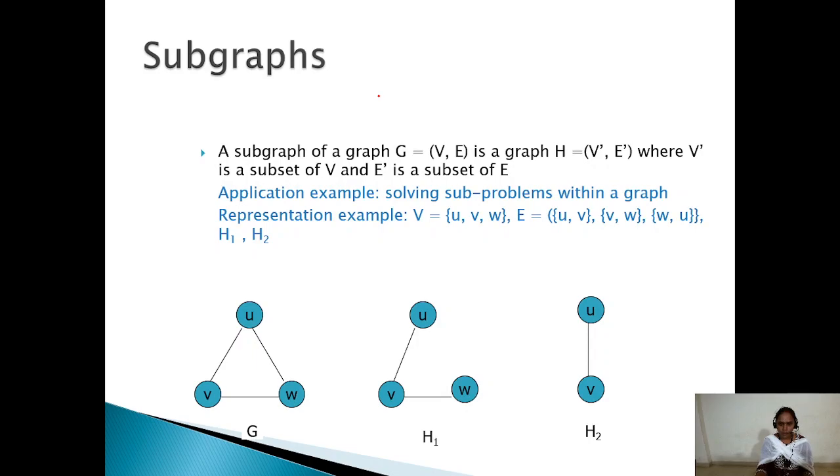Subgraph. A subgraph means: this is the graph G with three vertices, G(V, E), and H(V', E'). V', E' means this is one edge, (U, V) is one edge. H1 and H2: here for example V = {U, V, W}, E = {(U, V), (V, W), (W, U)}. So H1 is one subgraph, H2 is another subgraph.